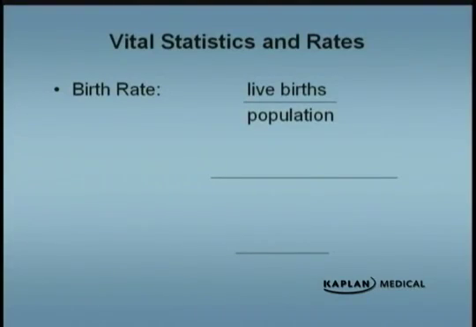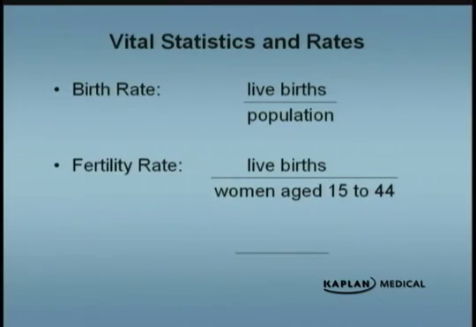What makes more practical sense, however, is the fertility rate. The fertility rate is live births in a given period divided by women at risk to give live births. Traditionally, these are women in the age range of 15 to 44. Sometimes you're going to see, given our advances in medical technology, 15 to 49 as the denominator, but usually it's 15 to 44.